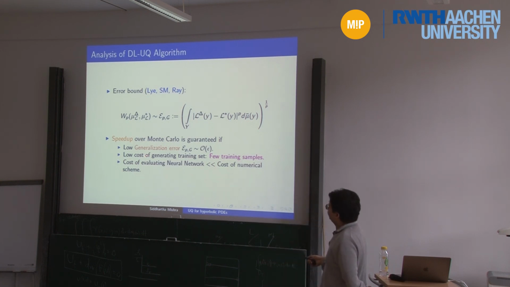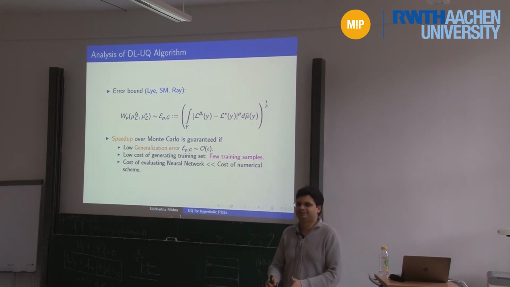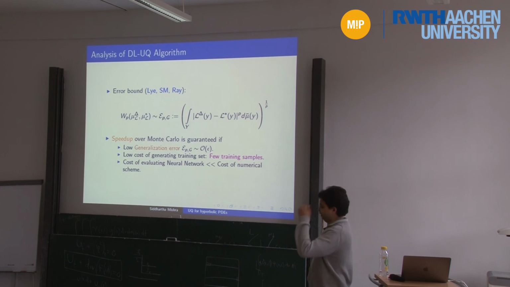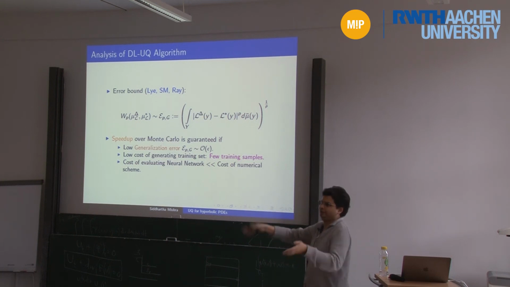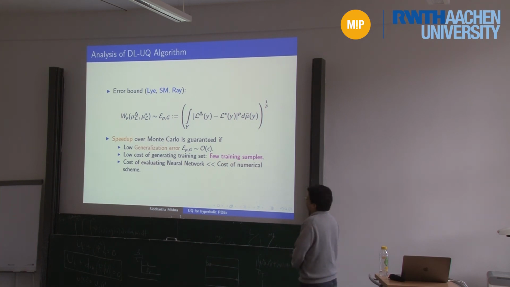And second, the cost of evaluating the neural network should be significantly less than the cost of the numerical scheme. Because if the neural network takes as much time to evaluate as a numerical scheme, why don't you use a numerical scheme? What many times people doing neural networks in scientific computing don't tell you are these things. They use 100,000 samples to train the network, and then do some application, but this, at least for uncertainty quantification, doesn't work. Okay, so these things have to be guaranteed, and this is hard.